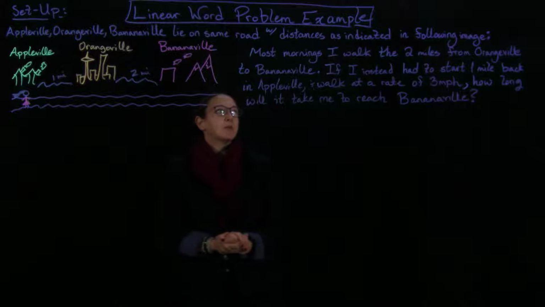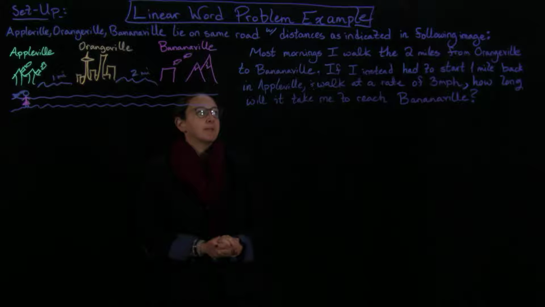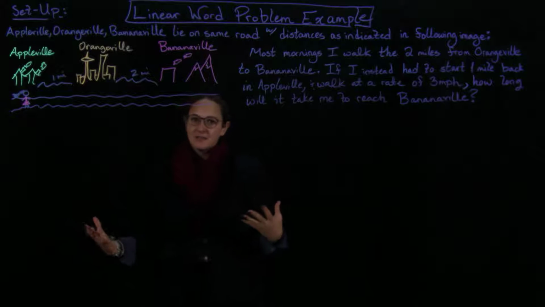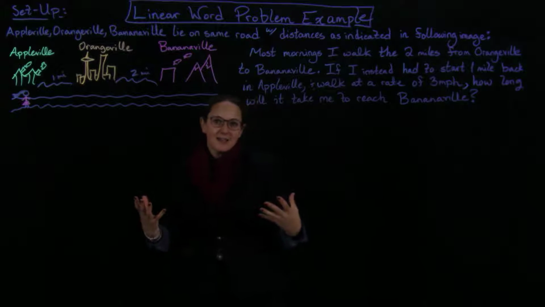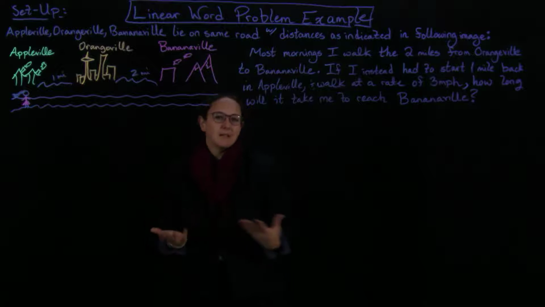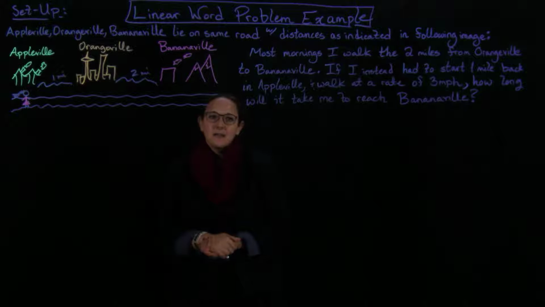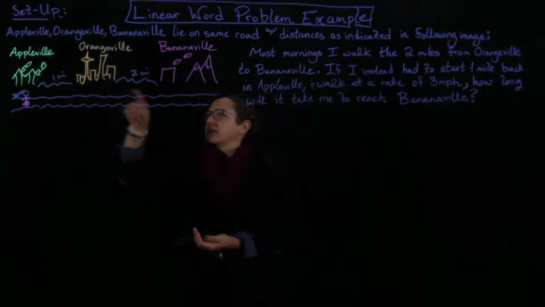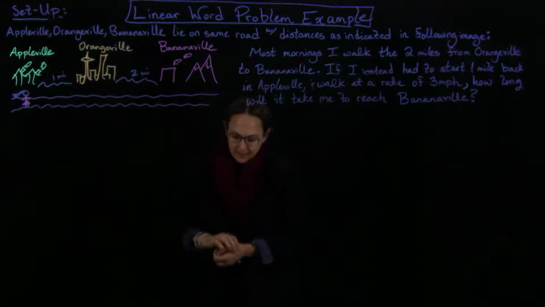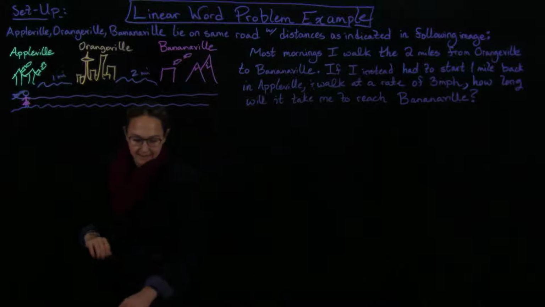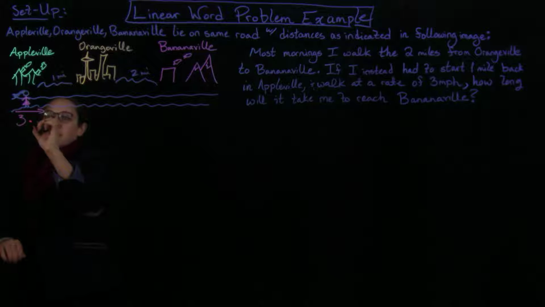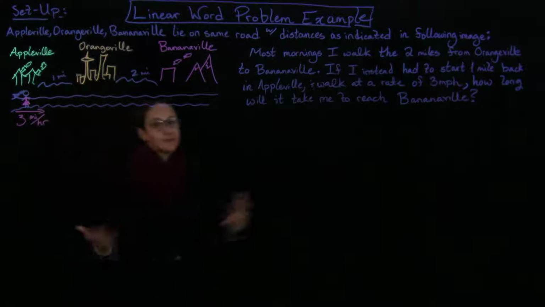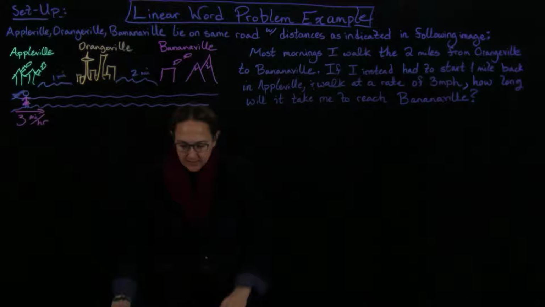And I'm going to walk at a rate of 3 miles per hour. The question is, how long will it take me to reach Bananaville? Part of why I gave this particular problem is that intuitively, you know how long it takes. If I'm walking, what's 1 plus 2? So I'm walking 3 miles at a rate of 3 miles per hour. Then it's going to take me 1 hour. Let's actually write that down.